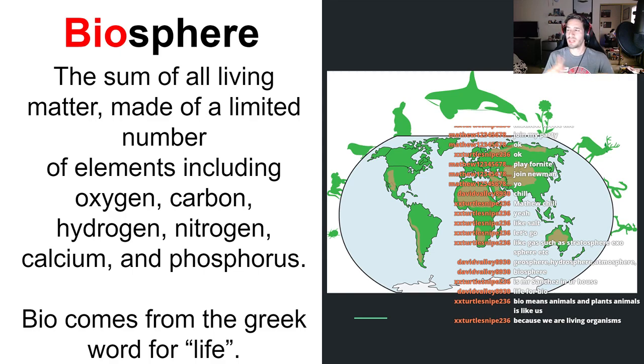And this was one of the questions that we struggled with this morning. The limited number, it's these elements. I'm sorry, these elements include oxygen, carbon, hydrogen, nitrogen, calcium, and phosphorus. We say limited because we got 118 elements in our periodic table. We know that there's a lot of elements, but we are mostly made out of just these.